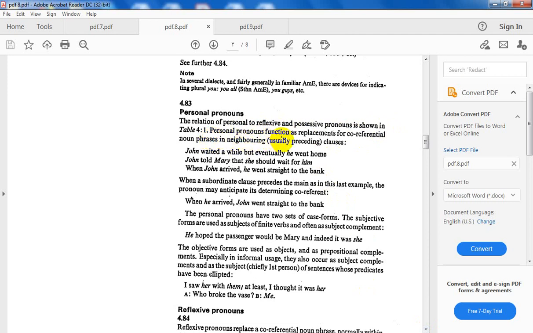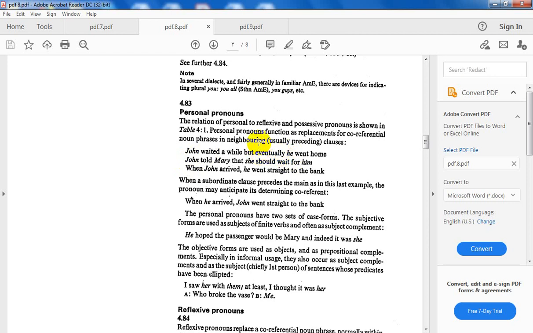Personal pronouns function. What is the function of the personal pronoun? Replacement for co-referential noun phrases in the neighboring or usually preceding clause. This is called anaphoric reference. What does co-referential mean? I have the noun in the sentence or in the phrase or in the clause, then I have the pronoun referring to the noun. That's what co-referential is.